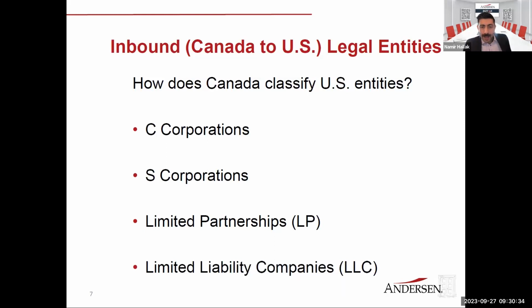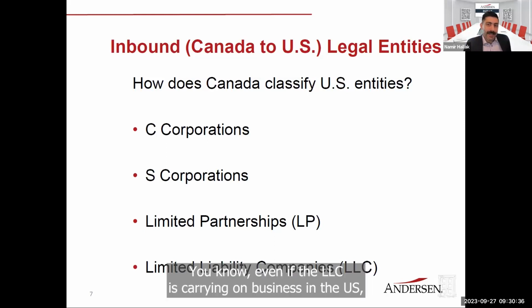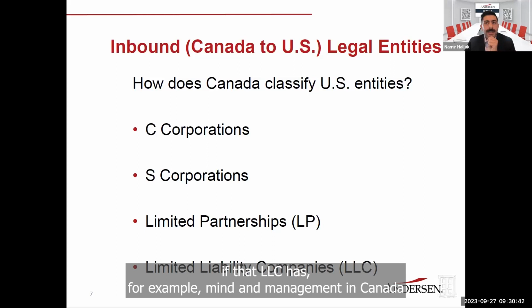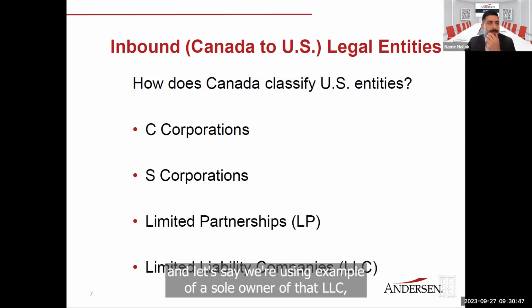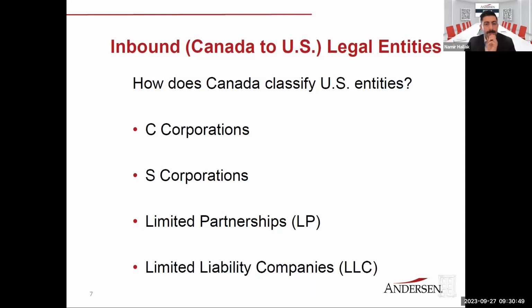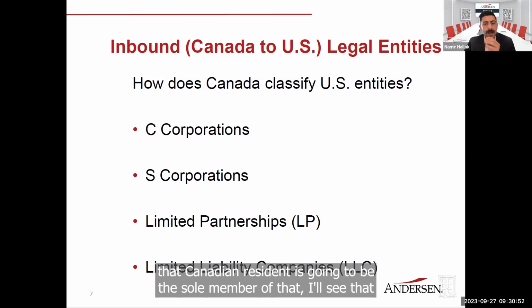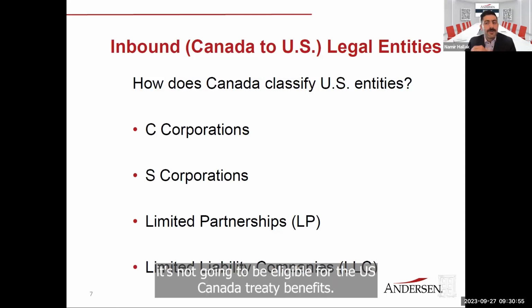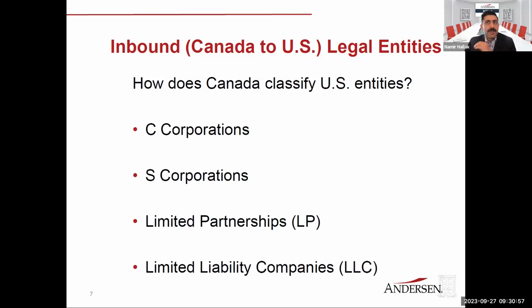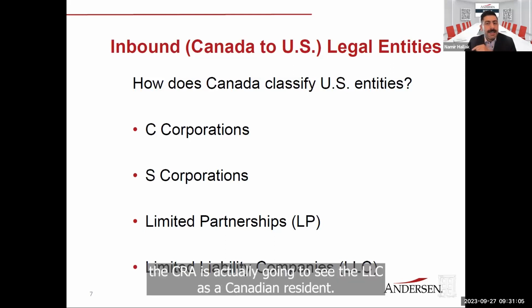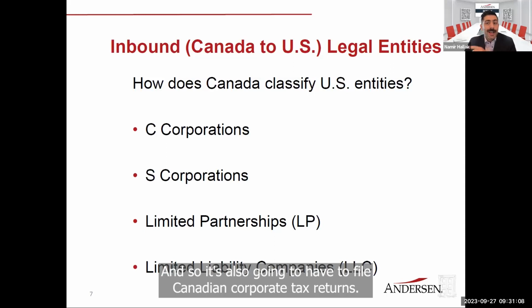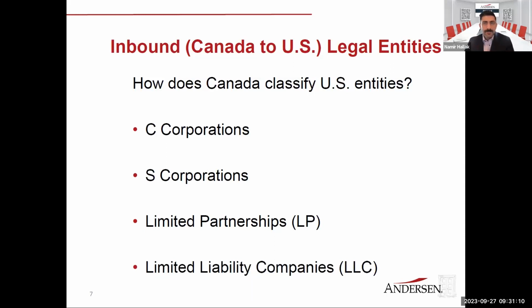Now, the CRA has a different outlook on this. Even if the LLC is carrying on business in the US, if that LLC has, for example, mind and management in Canada, and let's say we're using the example of a sole owner, that Canadian resident is going to be the sole member of that LLC, then it's not going to be eligible for the US-Canada treaty benefits. So it could be subject to double taxes. What that means is that the CRA is actually going to see the LLC as a Canadian resident, and so it's also going to have to file Canadian corporate tax returns.